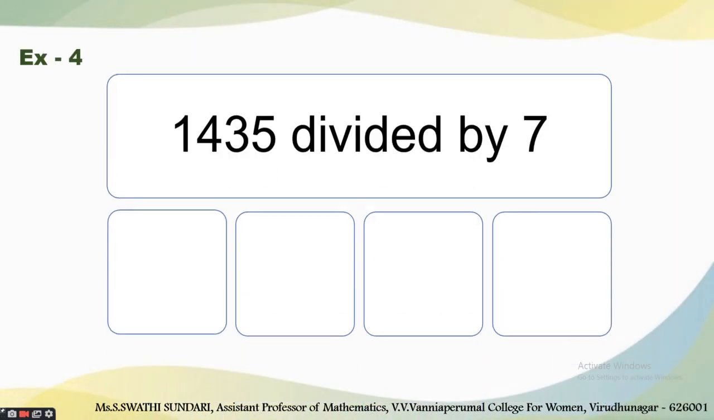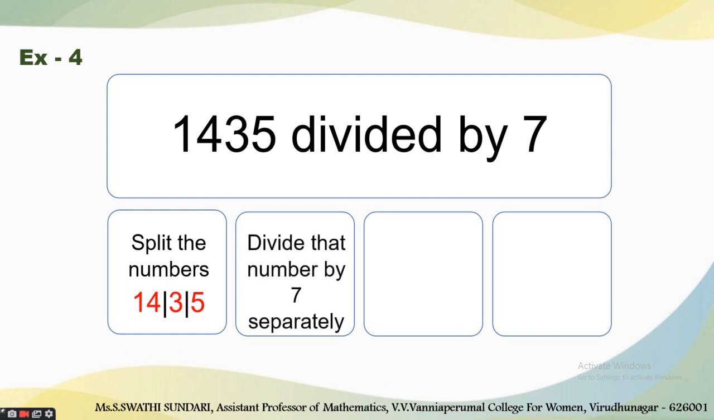And the next example, 1435 divided by 7. Again we split the number as 14, 3 and 5. Divide each number by 7. We get 14 divided by 7 is 2. And 3 is not divisible by 7, so we put 0, and we consider 35. 35 divided by 7 is 5. So we get the quotient as 205.